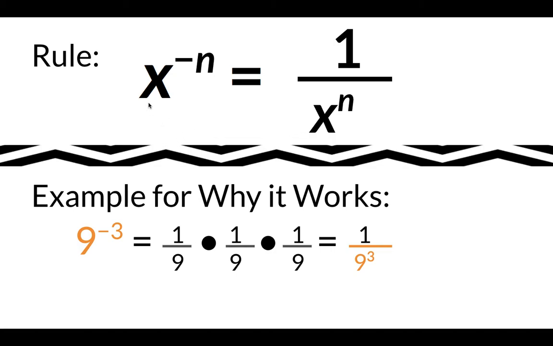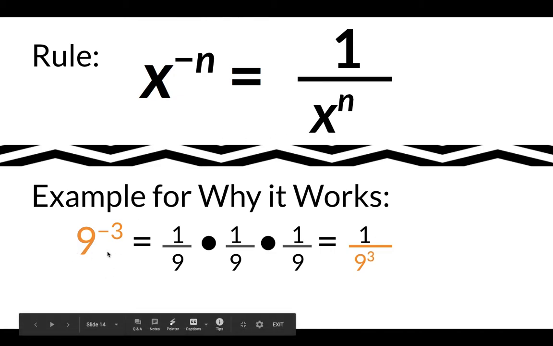So the 1 will become on top where our numerator is, and our base with our exponent will go to the bottom, or our denominator. And when it goes down to the bottom, our denominator, our exponent will become positive. So this shows you how this would work.